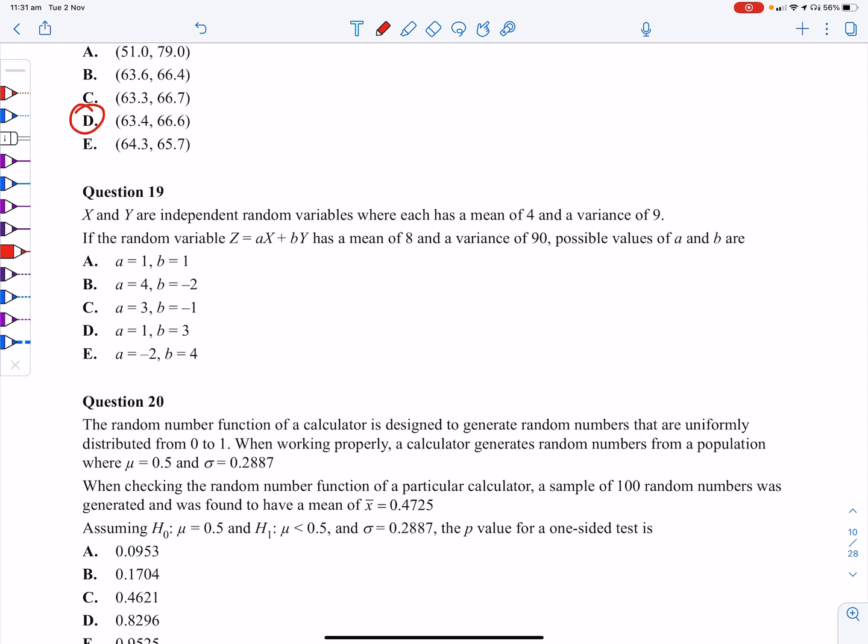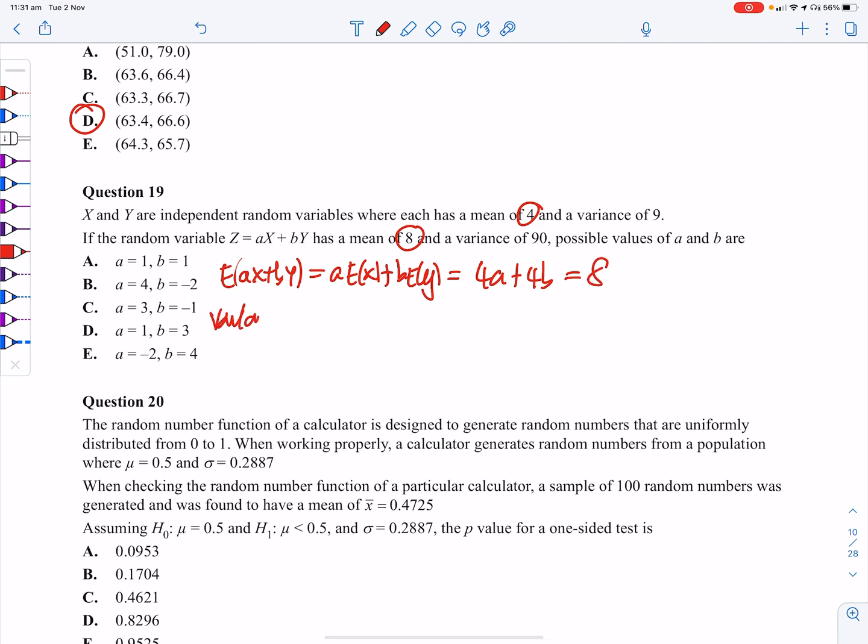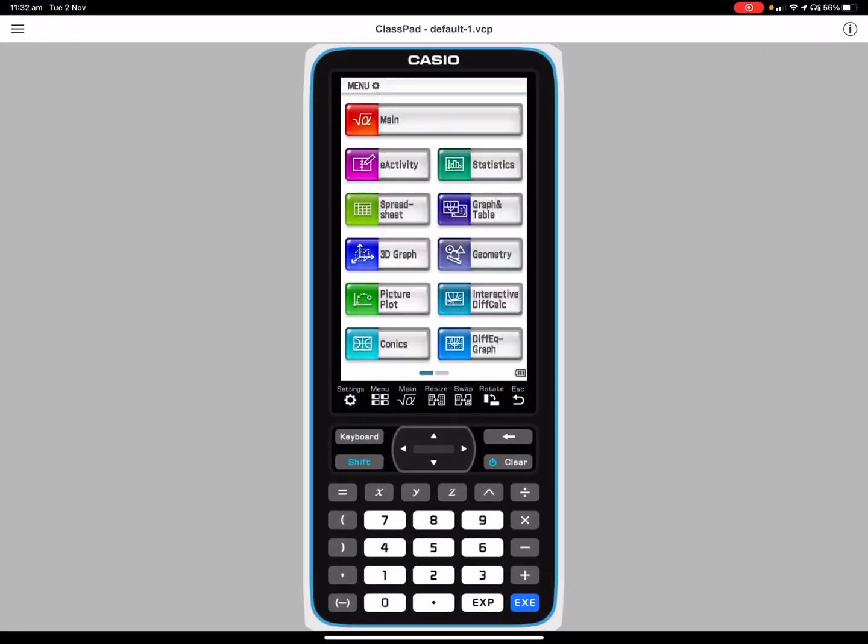Okay, x and y are independent random variables, each with a mean of 4 and a variance of 9. The random variable z is ax plus by. So E of ax plus by is a E of x plus b E of y, which is 4a plus 4b, and that's equal to 8. Var of ax plus by is a squared var of x plus b squared var of y, which means we get 9a squared plus 9b squared equal to 90. So we can just chuck them into a calculator and solve it.